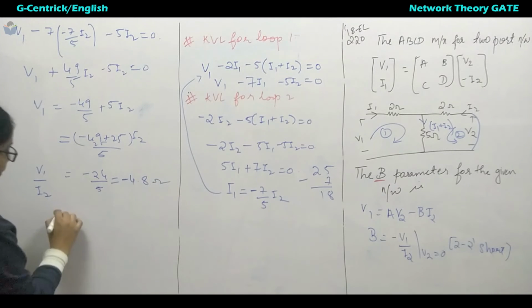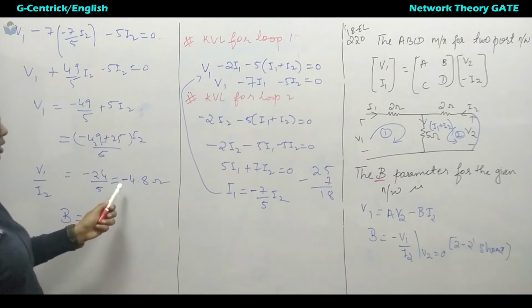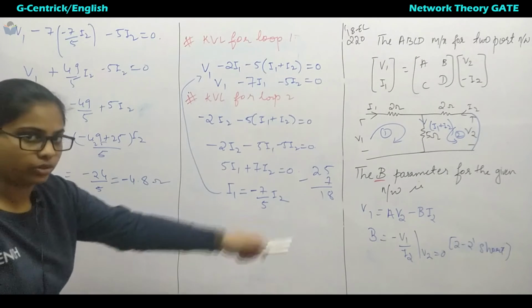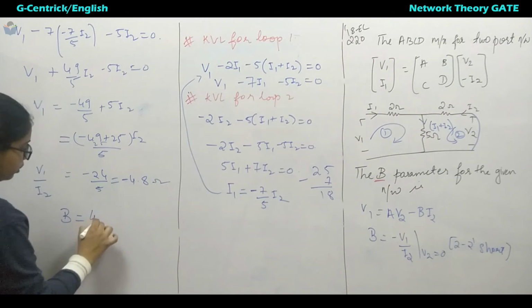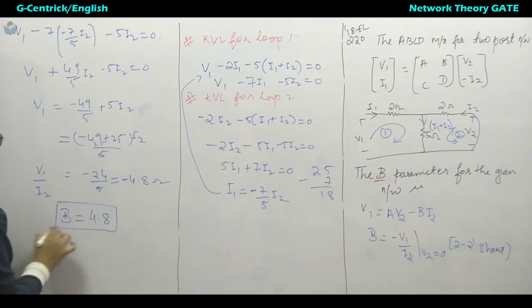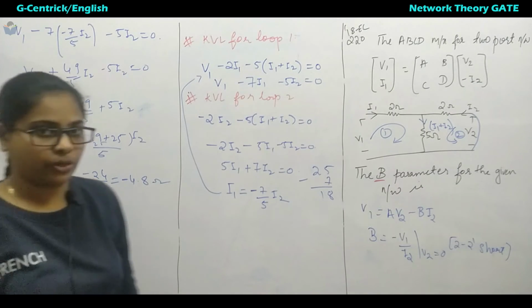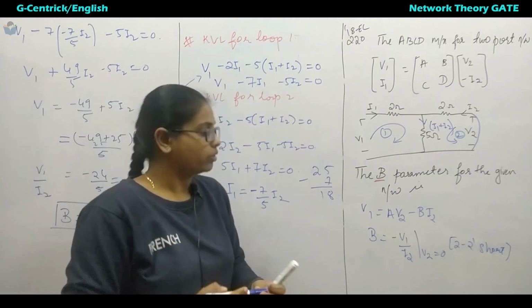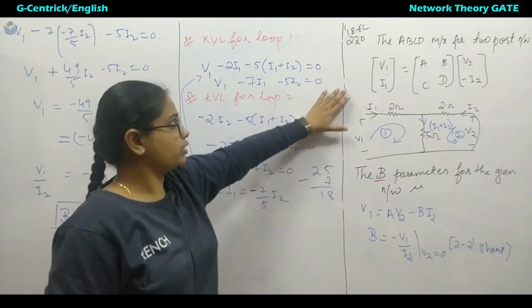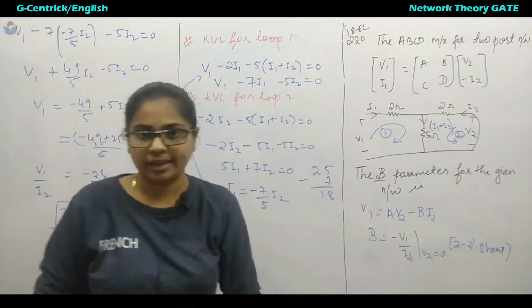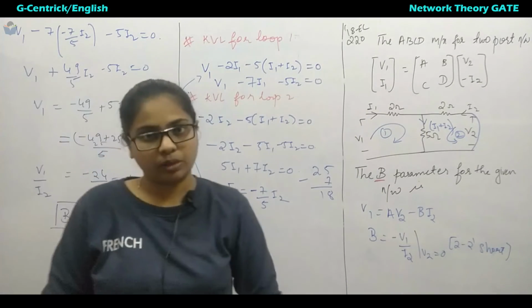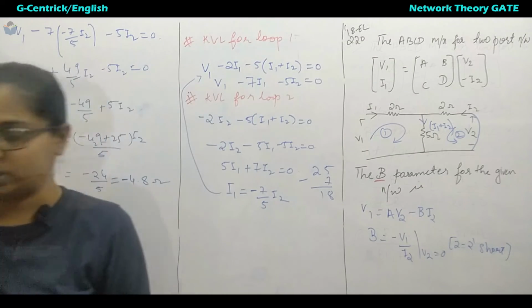Now, when you take the B parameter, you should not consider the minus sign because already we have got the minus sign over here. Okay, so it will be 4.8. So you have to enter it as 4.8 in your exam window. Alright, so this was asked in GATE 2018 electronics branch. So we will see one more question based on this and we will end this one.